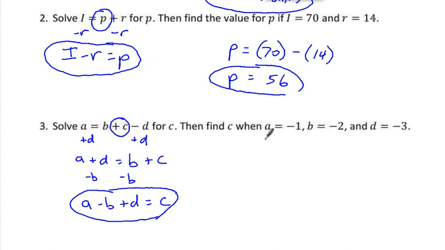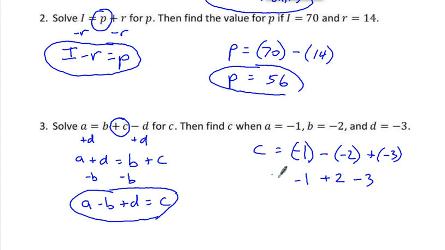We can now find the value of C when A is negative 1 minus B, which is negative 2, plus D, which is negative 3. Here's a case where the parentheses are helpful again, because we see we're subtracting a negative. Well, that's the same thing as adding a positive. So negative 1 plus 2 minus 3. If we're adding a negative, that's the same thing as subtraction. Negative 1 plus 2 is 1, minus 3 is negative 2.